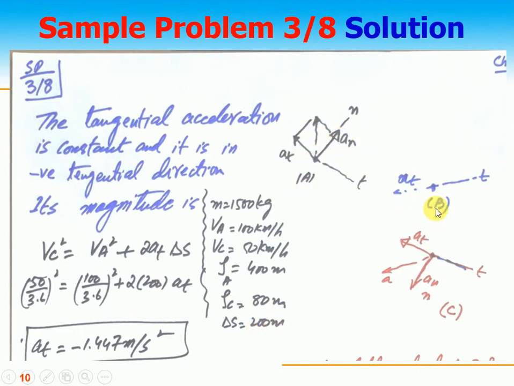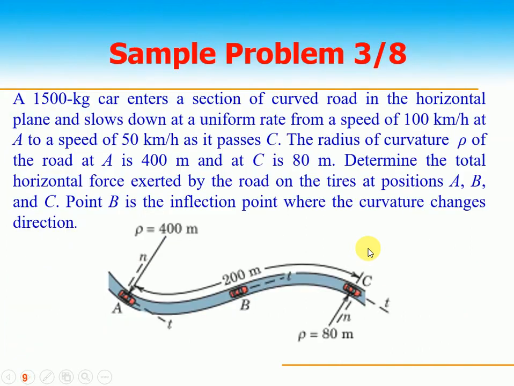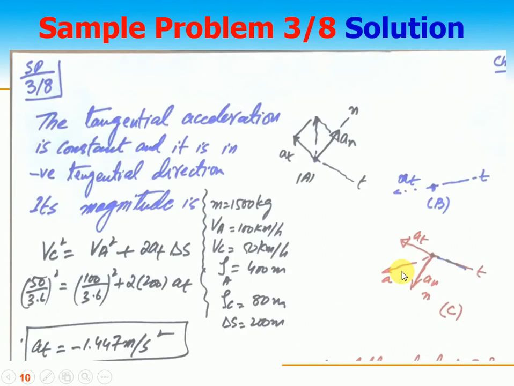For B, of course, we have only a tangential acceleration, in the opposite direction. But if you go to C, the curvature becomes reversed. So this is tangential and this is the normal direction, downward, and this is my tangential acceleration and the normal acceleration. So we find first of all the tangential acceleration, which remains constant throughout the cruising of the car.